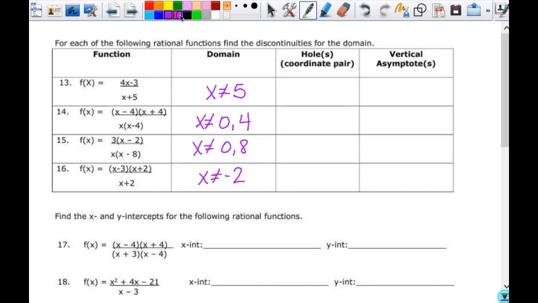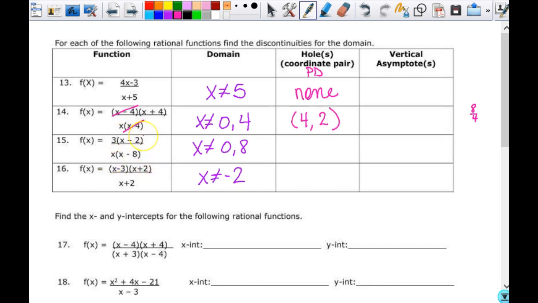So now I've got to see if I can cancel anything out and find my holes, or my point discontinuity, is what I'm looking for here. So nothing I can cancel out here. Since there's not a common factor in the numerator and denominator, this doesn't have any. On number 14, I can reduce here. So that means that I have a hole when x equals 4. So then I have to evaluate it at x equals 4. So when x equals 4, I get 4 plus 4, which is 8, over 4, which gives me 2. So there's the hole in my graph.